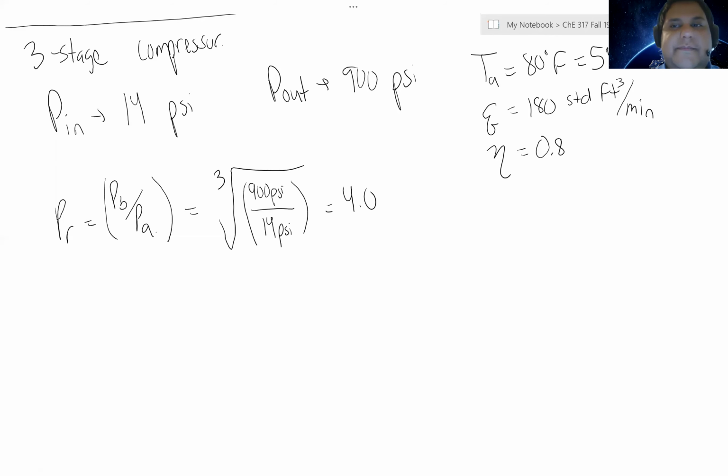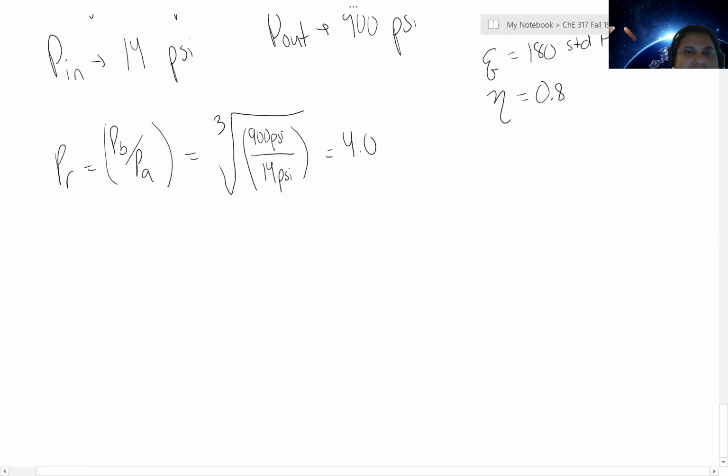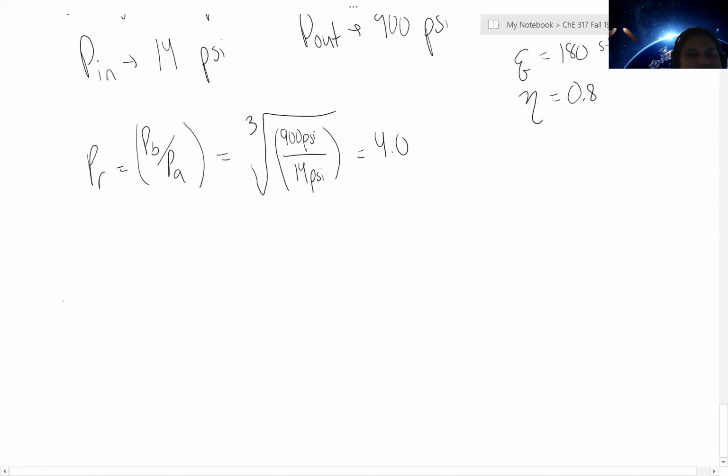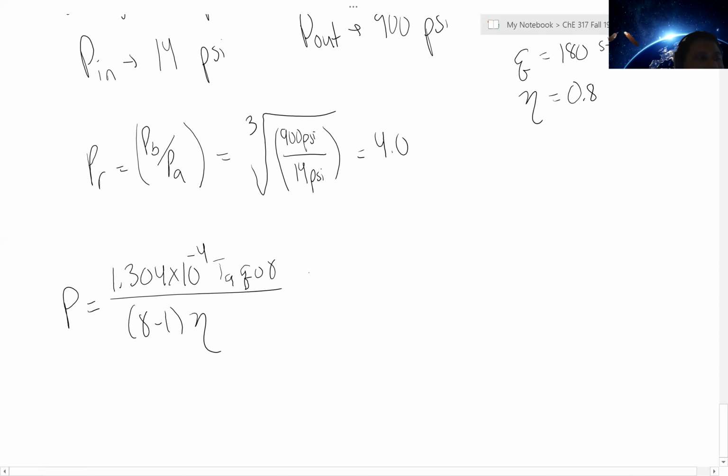So for this system, since we're expecting the temperature to change, I would assume it's an adiabatic compressor. And so the power is going to be 1.304 times 10 to the minus 4 times T_A Q naught gamma over gamma minus 1 times efficiency times the quantity of P_B over P_A to the power of (gamma minus 1) over gamma, minus 1.